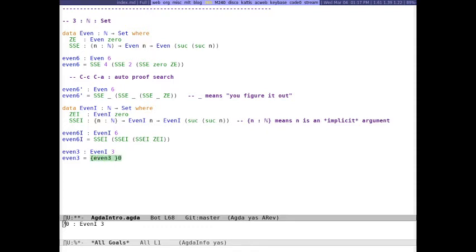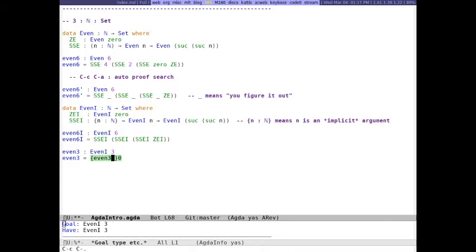So Control-C, Control-comma will give you information. Control-C, Control-period is kind of the same, but it shows you here's what your goal is, and the thing that you currently have typed in there, here's what its type is. So you can use it to compare and see whether this is the right thing. If I do that, you can see that it tells me your goal is this, and you have something of that type, so this should work, right?